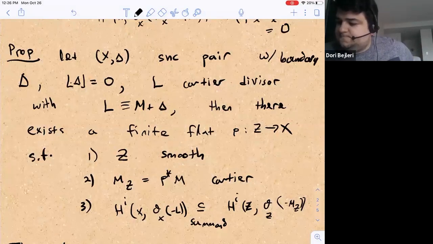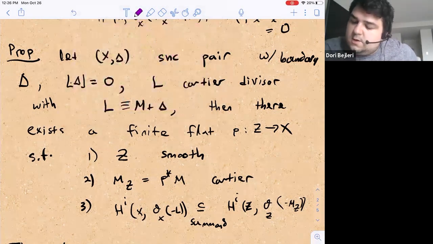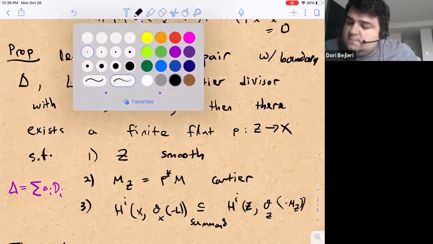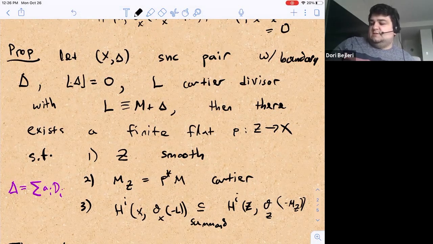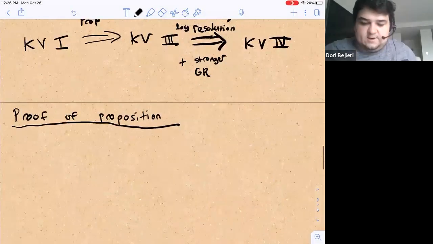Okay, so what we're going to do is induct on the number of components of Delta. So remember, Delta is going to be some sum of a_i D_i. So we're going to induct on the components, and we're going to show that there exists some cover like this, where the conclusion is true when you have m plus one fewer components of Delta. Okay, so let me just write it out explicitly.